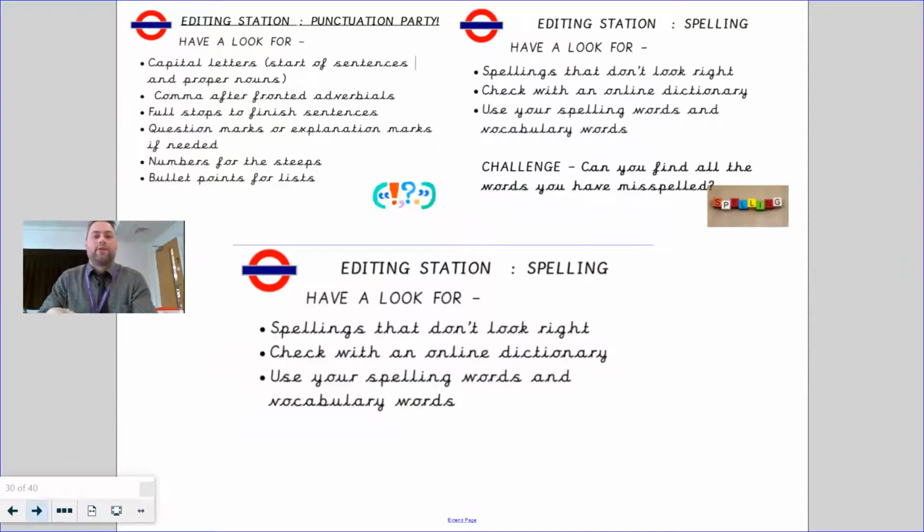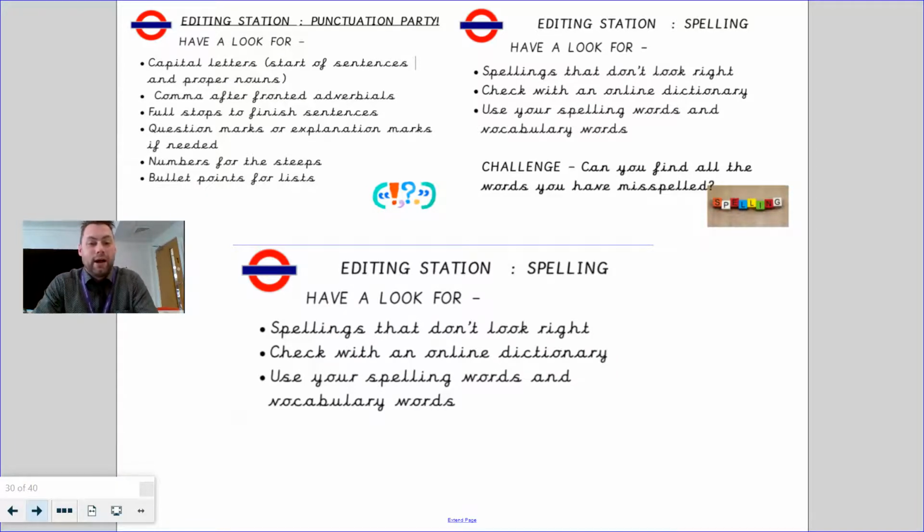So when we edit, we have a look at our punctuation first. Have a look at capital letters in the right places. Full stops, question marks. Make sure that's all there. The editing station, spellings. We then have to have a look at spellings. Make sure your spellings are correct. If you see a word you're not too sure about, get a dictionary. You can use an online dictionary.